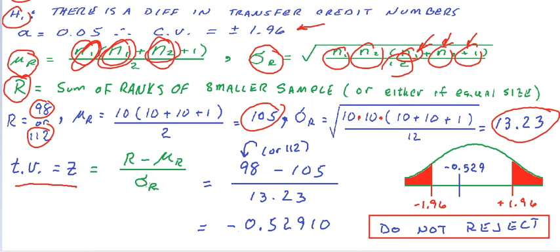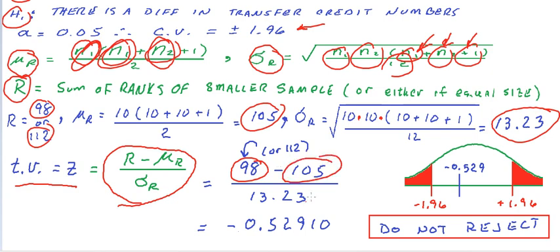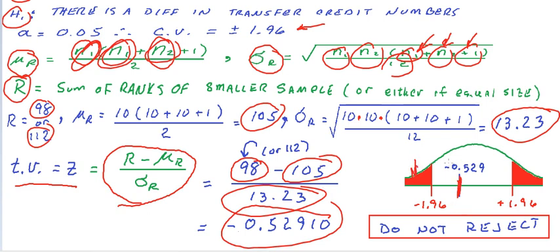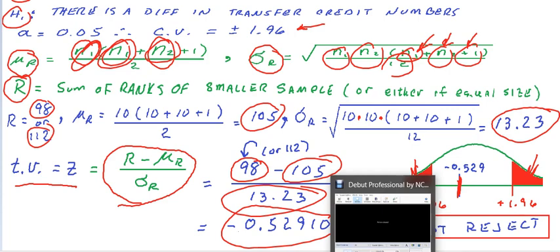The test value formula is right here. It's capital R minus mu R over sigma R. So we had either 98 or 112. Let's take the 98. And then we had the mu R is 105. We had the sigma R. Calculate that out, you get negative 0.52910. And that's over here. That is not in the rejection range below or the rejection range above. Therefore, we do not reject, and that's how we get the answer. That's how we use this test to arrive at the conclusion that we do not reject, and that's the answer to problem number 5.